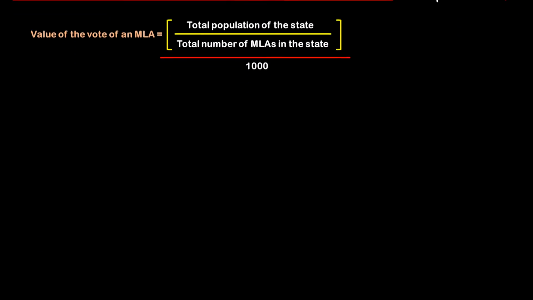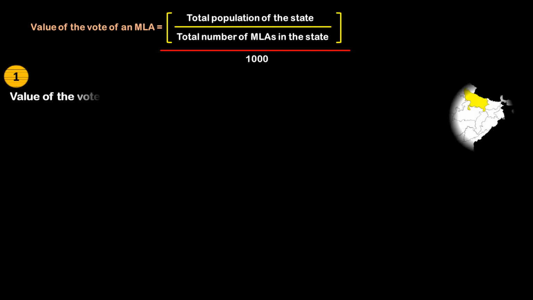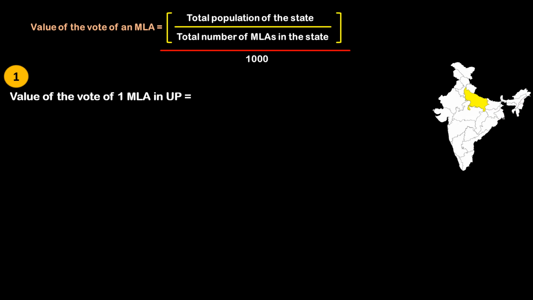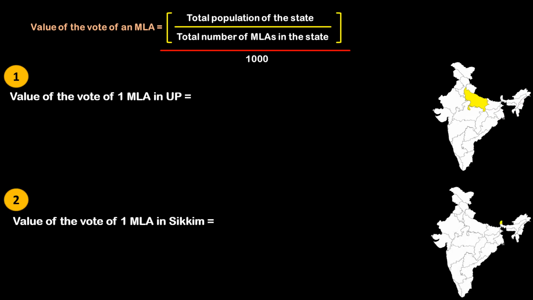For better understanding, let us calculate the value of the vote of one MLA in the state with the largest population, that is Uttar Pradesh, and the value of the vote of one MLA in the state with the lowest population, that is Sikkim. The present population of Uttar Pradesh is over 24 crores. But we will have to take the population as per the 1971 census, which was about 1/3 of the present population.